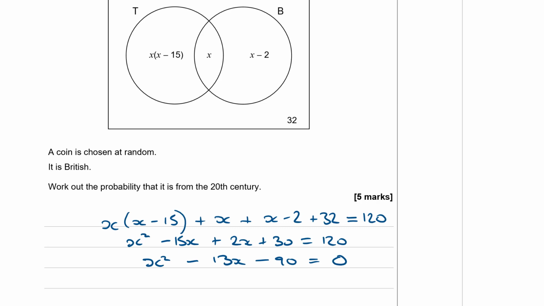So we've got a quadratic equation that we need to solve. It's always worth trying to see if we can factorize them first, because that's a lot easier than the formula. So can we think of two numbers that multiply together to give us negative 90 and add up to negative 13? Thinking about the factor pairs of 90: 1 and 90, 2 and 45, 3 goes into 90 30 times. Does 4 go into 90? No, it doesn't. 5 does though.